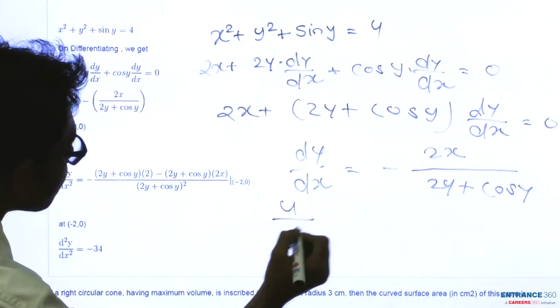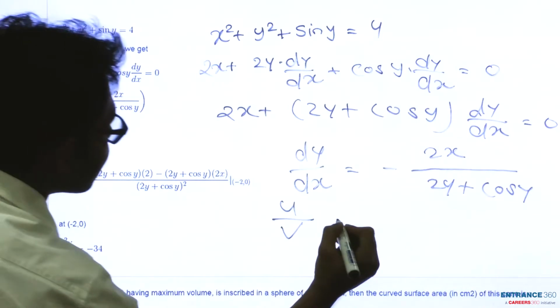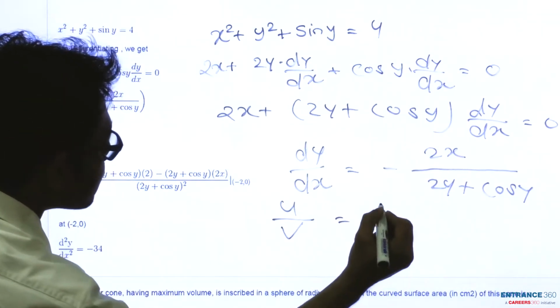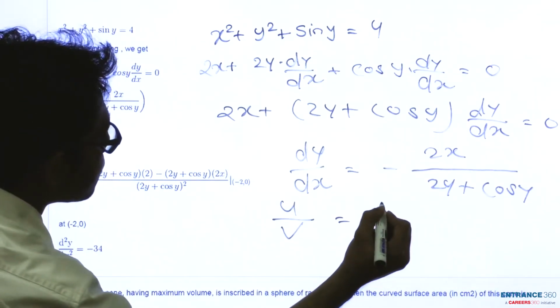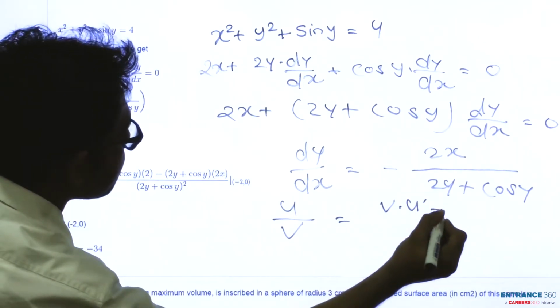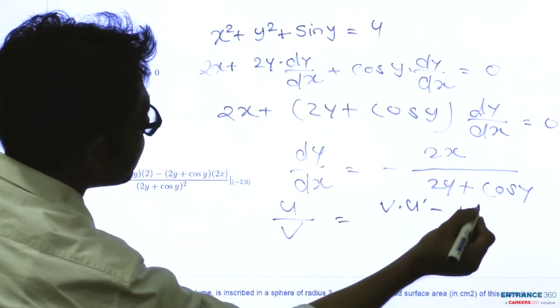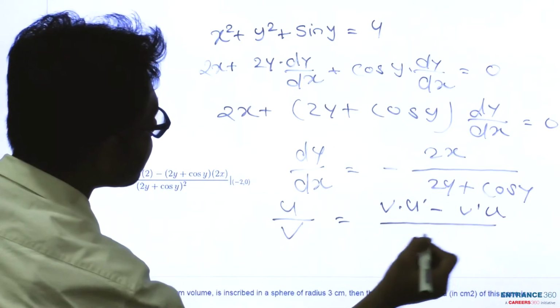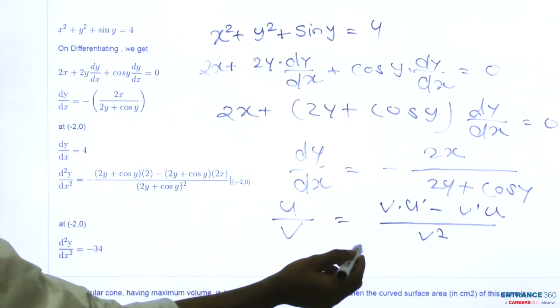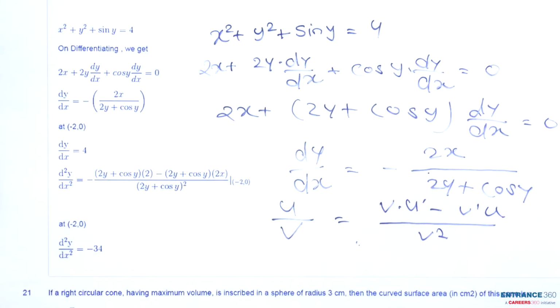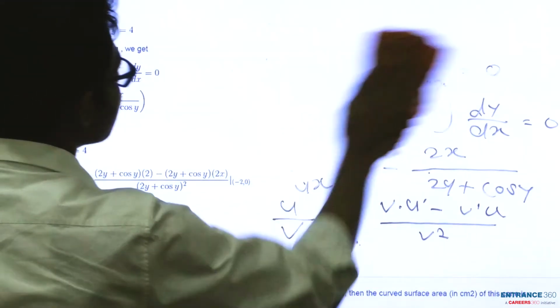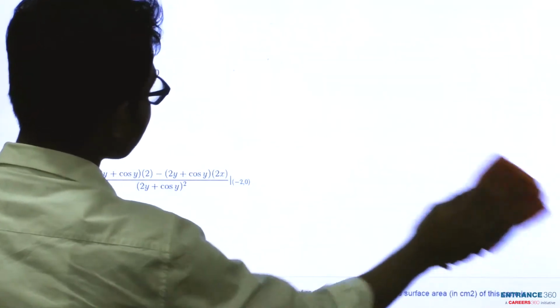Apply the concept that if two functions are given as u by v, then the differentiation is given as v into u dash minus v dash into u divided by v square. Apply this concept and differentiate this function, and put x equal to minus 2 and y equal to 0, and you will get your final answer.